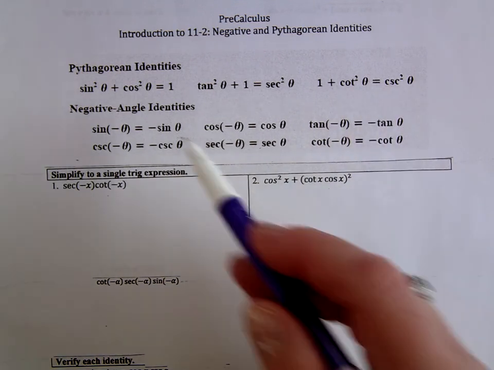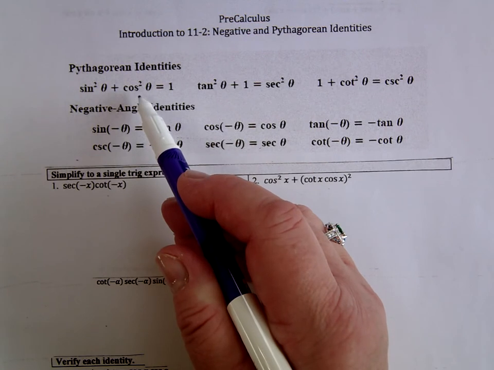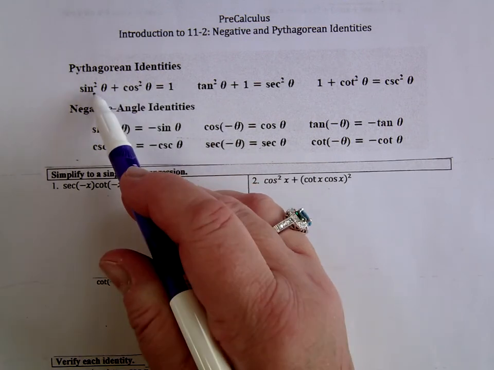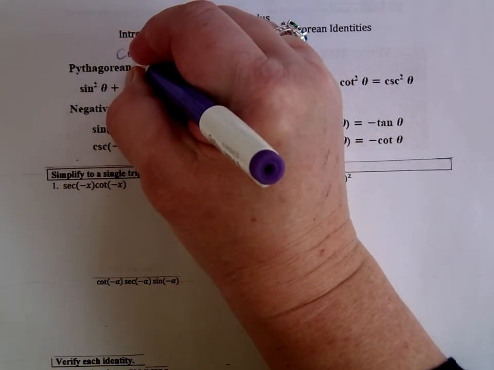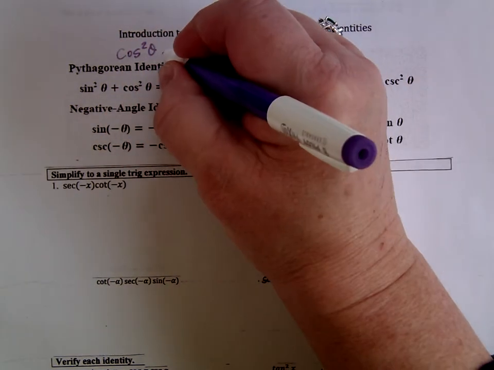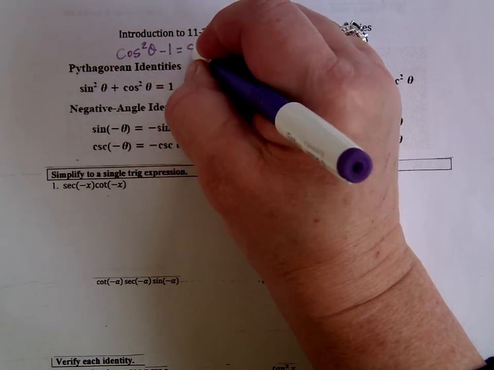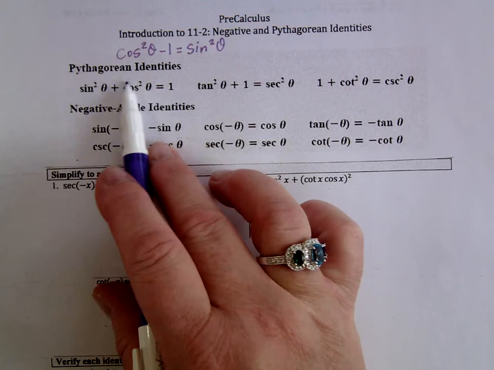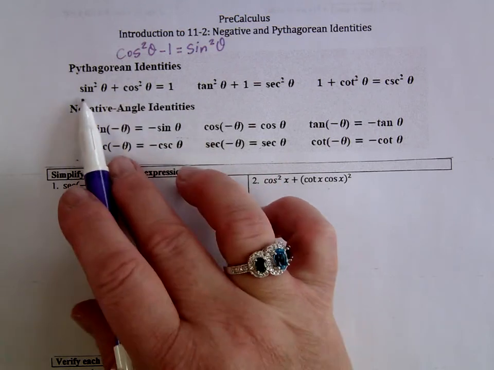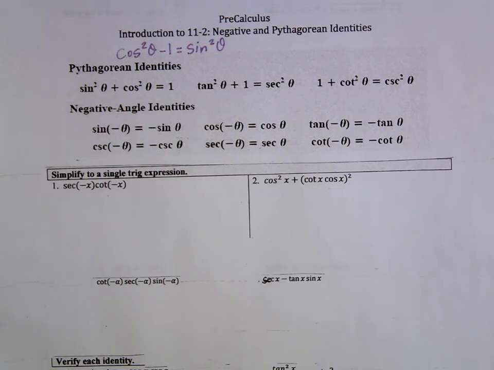And remember, you can manipulate them to be different forms. So say I have sine squared plus cosine squared equals 1. I could also say that 1 minus cosine squared equals the sine squared. I can take that same equation and solve it for cosine squared and get 1 minus sine squared, and do the same with all of those. And I think I showed you that in previous videos. But here are the new ones you haven't seen.